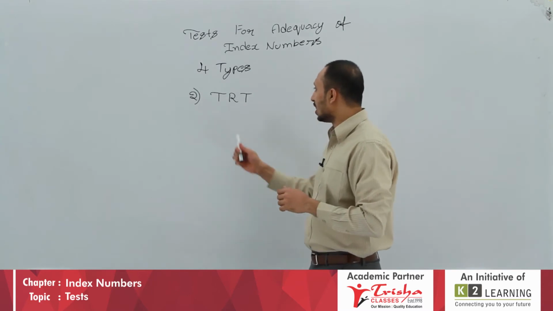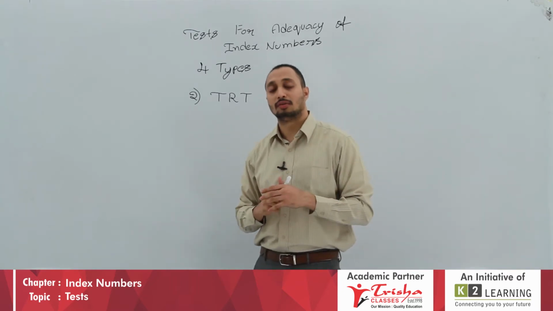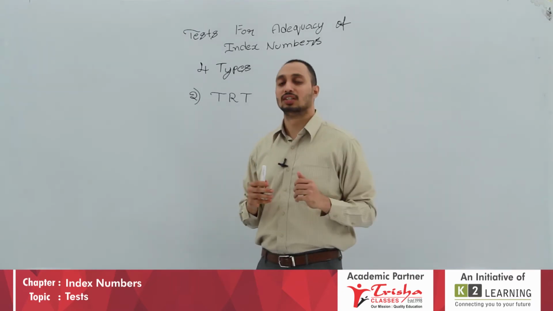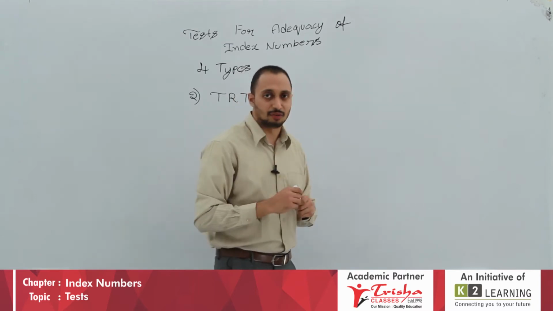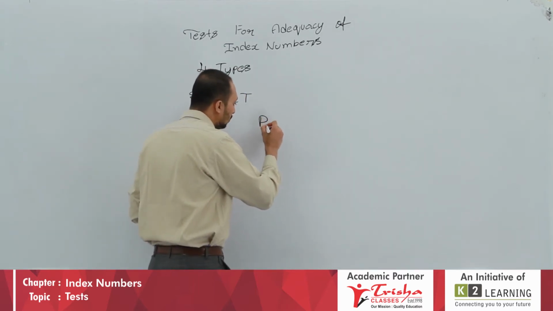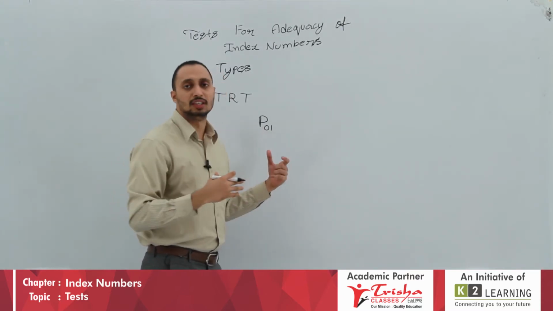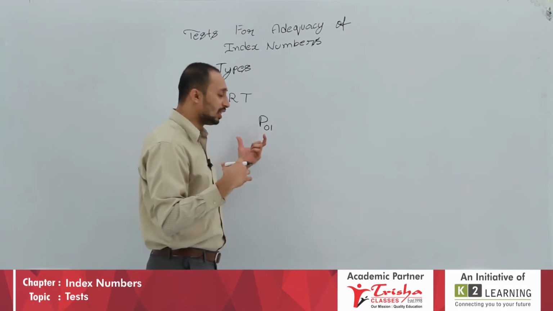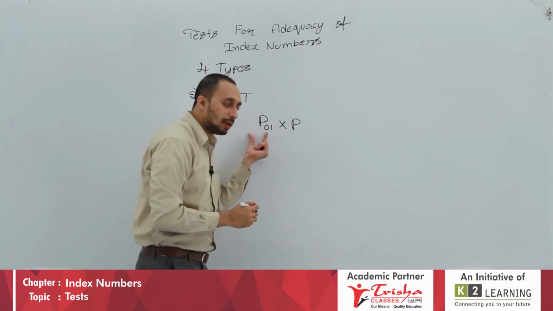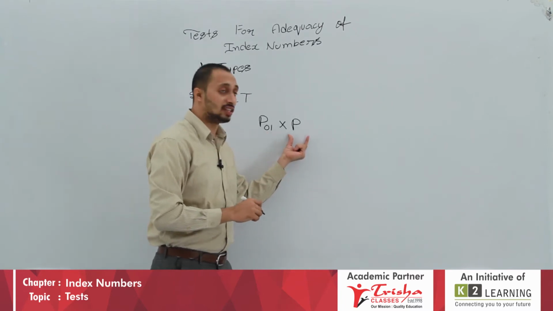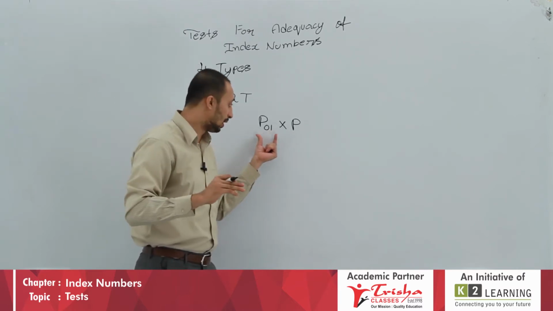The second one is the time reversal test. Go to the next test in your material. In that material, they have given a small explanation about the time reversal test. Let me give you the same explanation, but in a slightly different manner. Take any one formula, say simple aggregative, Laspeyres, Paasche, Bowley's, Marshall-Edgeworth, anything. Take any formula and multiply that formula by itself. Then you may ask, sir, is it the square of the same formula? No, it is not the square.